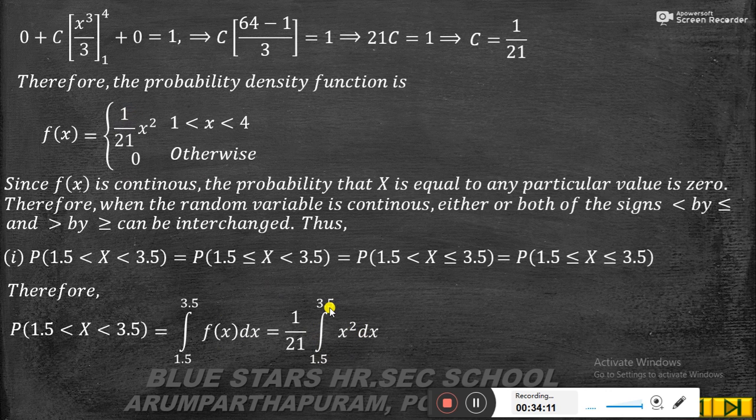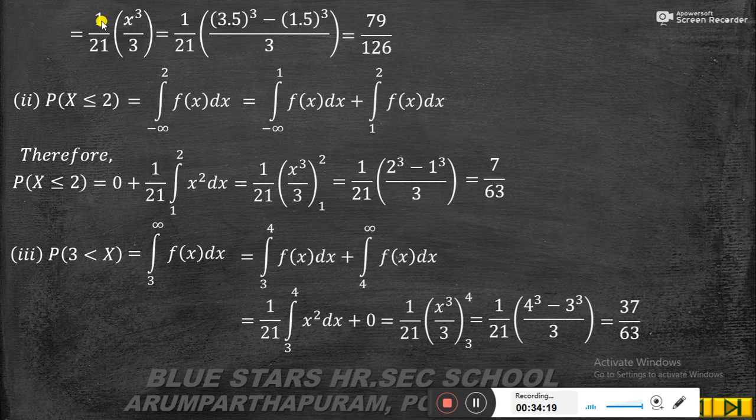So integral 1.5 to 3.5. Now we integrate the x square. Integration of the x square is x cube by 3. So 1 by 21 into x cube by 3. Now I substitute the limits. The upper limit is 3.5, the lower limit is 1.5. So 1 by 21 into 3.5 whole cube minus 1.5 whole cube by 3 equals 79 by 126. This is the answer.